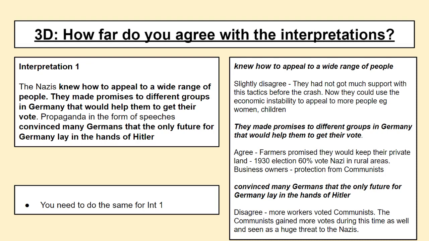The line says they made promises to different groups in Germany that helped get their votes. I agree with that. Groups like farmers, for example, they weren't voting for the Nazis before until Hitler convinced them they could keep their private land in the Nazi government. Therefore, in the 1930 election, 60% of the rural areas voted Nazi in some cases. Business owners as well were convinced to vote Nazi because of the threat of the communist vote, and people thought they might lose everything that they've got.